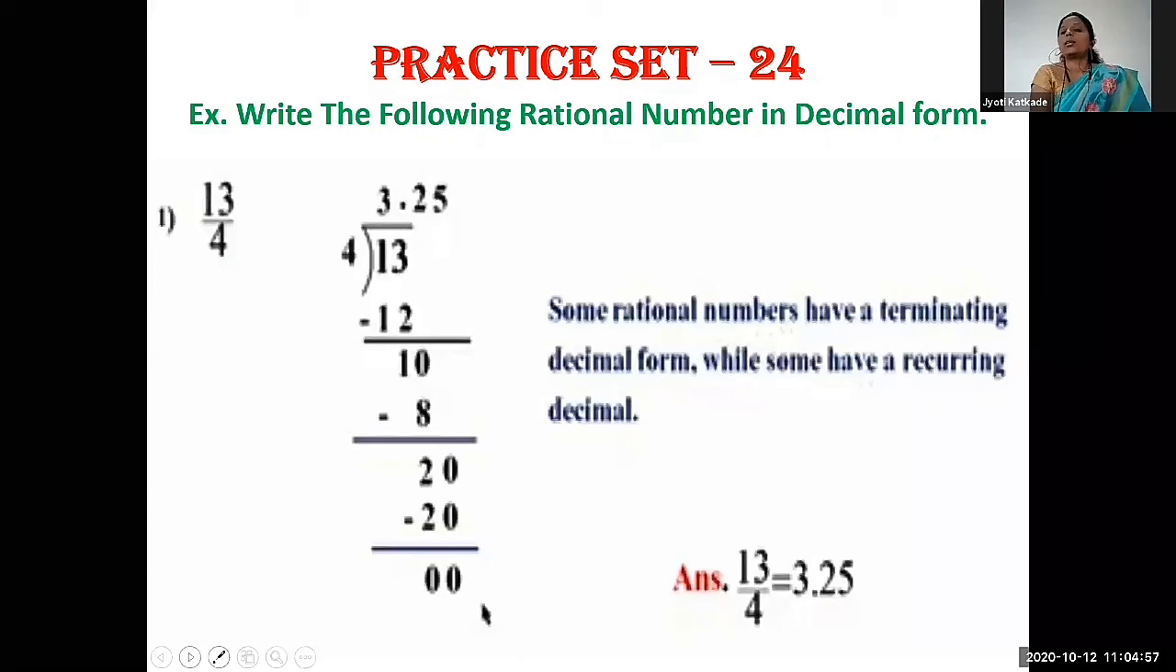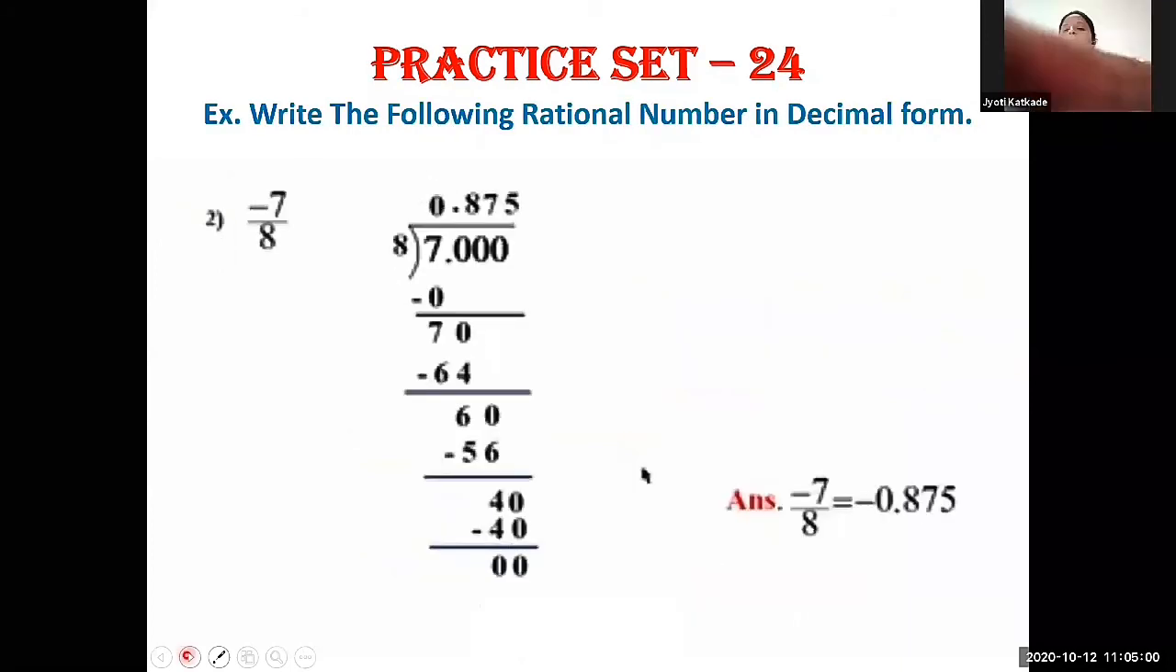Okay. Now see the second example from the practice set. Write the following rational number in decimal form. Minus 7 divided by 8. I have taken this example as a negative number. First of all, divide 7 by 8. 7 is a smaller value, that's why take 0. Minus 0 from 7, we get 7. After 0, take a decimal point.